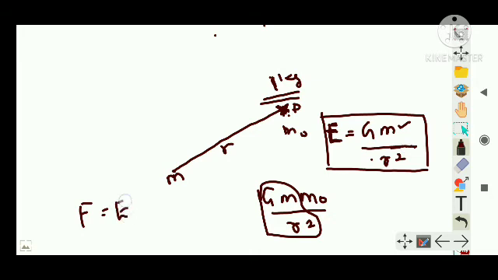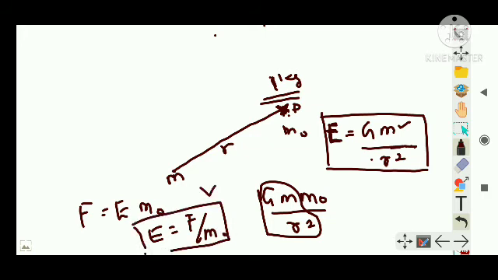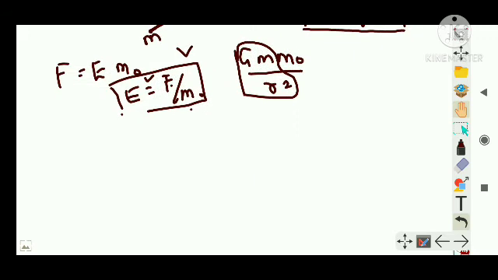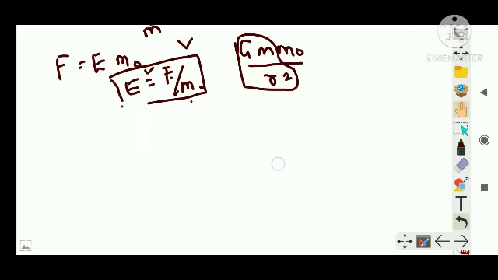I will write it as E into m naught, or I can write E is equal to F by m naught, right? So here I can say the definition: force experienced by a unit mass. Force per unit mass, when in the presence of the mass m, that is the gravitational field of mass m. Now comes the talk about the direction.